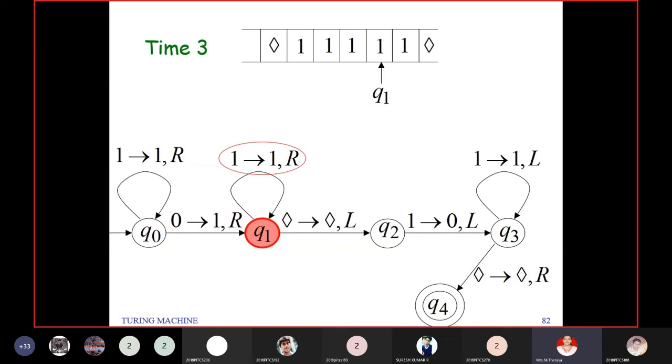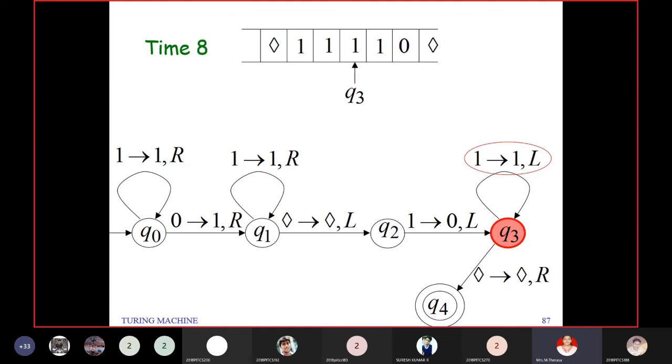Now we are in state Q1. When you read 1, you have to move forward. When you are in Q1 and you read blank, what you are supposed to do is move to state Q2 and move left. Okay. So when you are in Q2 and you read 1, you are supposed to convert it to 0 and move left. When you are in Q3 and you read 1, you have to move forward.